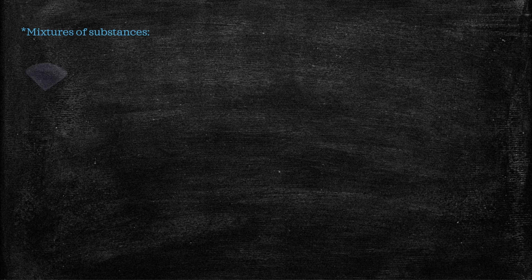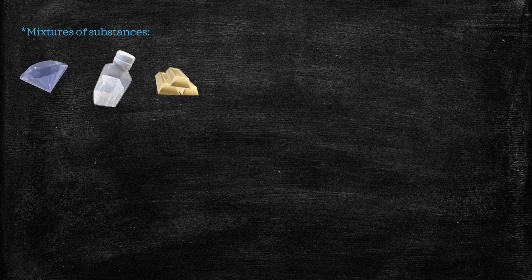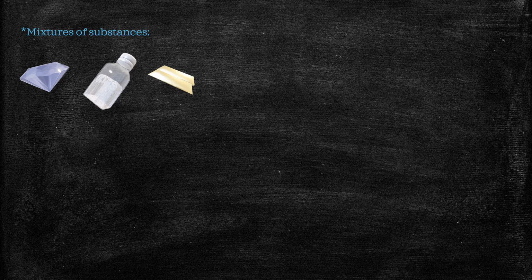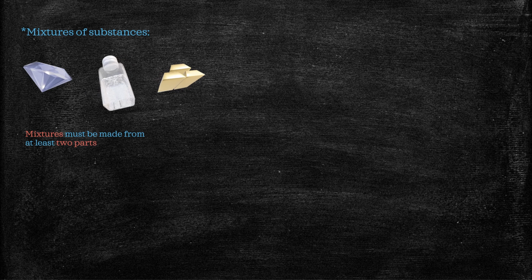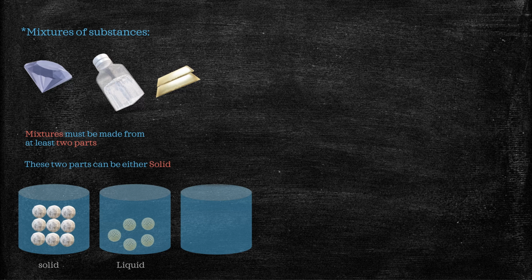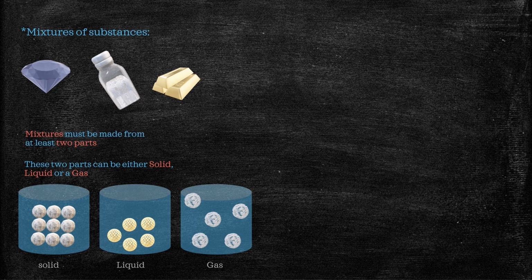The chemical world is very complex, and that's due to the huge number of pure substances available and to the variety of ways that these pure substances can mix with each other, like diamond, gold, and salt, and so on. Each mixture must be made from at least 2 parts, and these 2 parts can be either solid, liquid, or a gas, it doesn't matter.